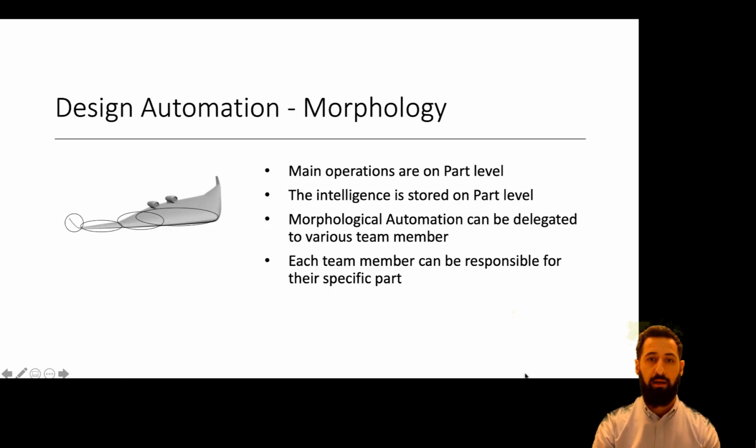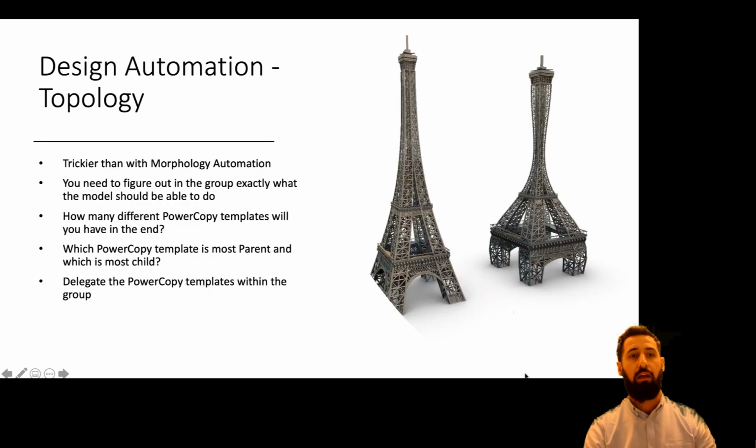Okay, so morphological transformation. The main operators are on part level. The intelligence is stored on part level. Morphological automation can be delegated to various team members. Each team member can be responsible for their specific part.